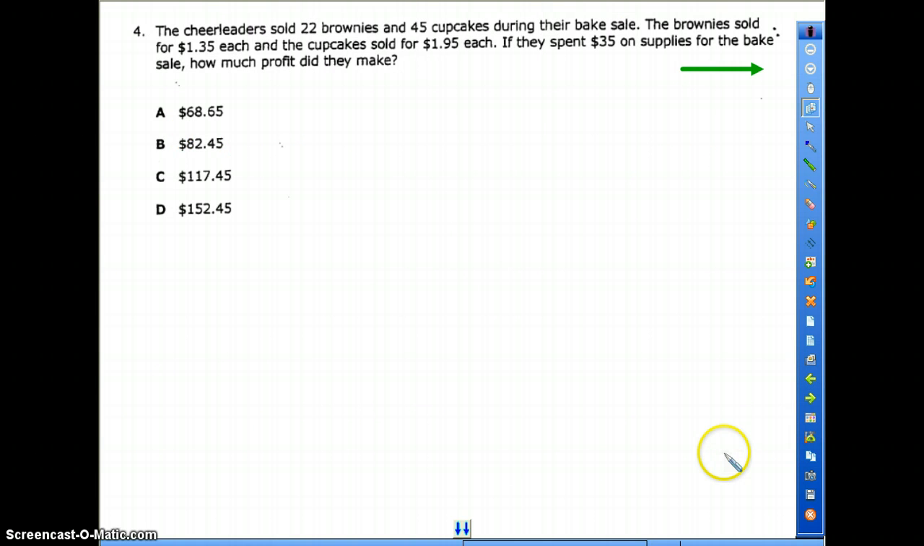Okay, number 4. Cheerleaders sold 22 brownies and 45 cupcakes during their bake sale. The brownies sold for $1.35 each. Cupcakes sold for $1.95 each. If they spent $35 on supplies for the bake sale, how much profit did they make?